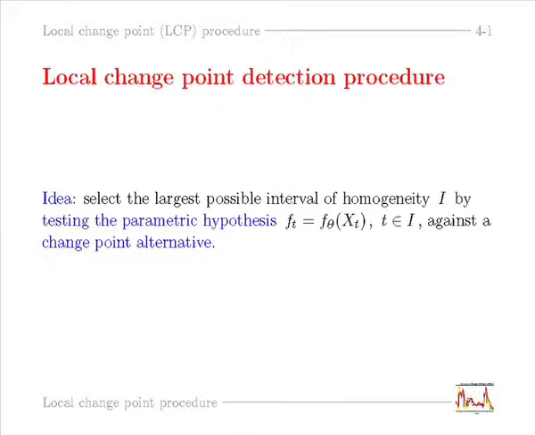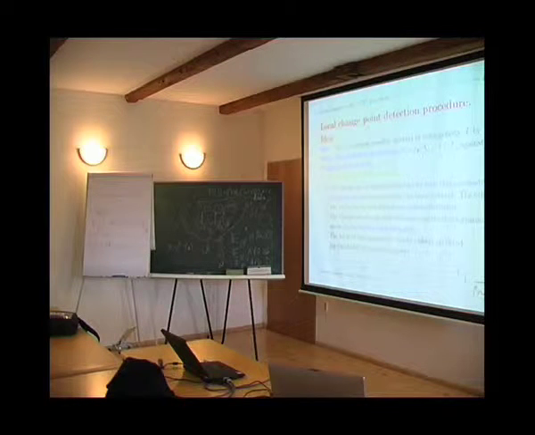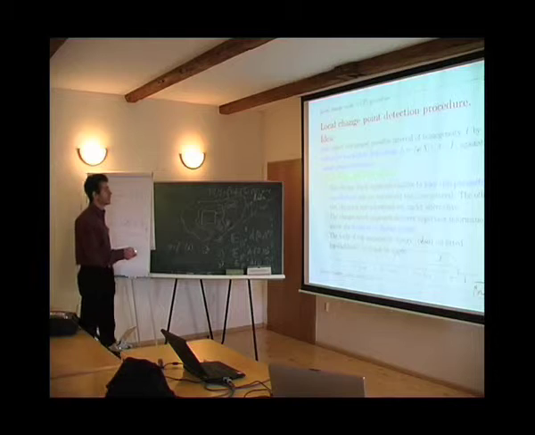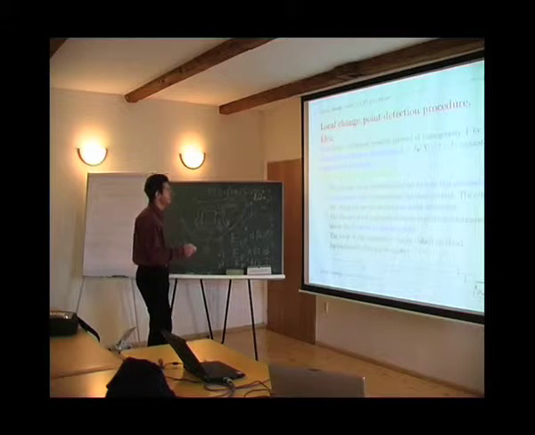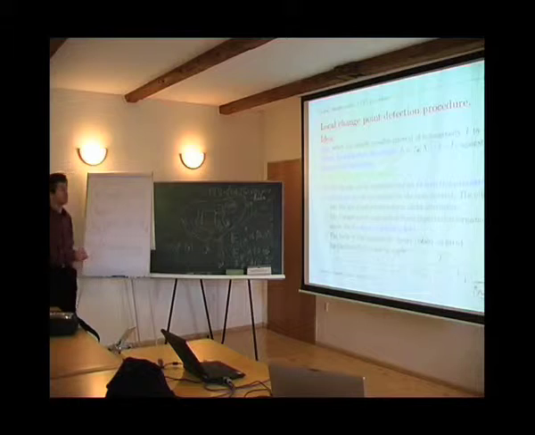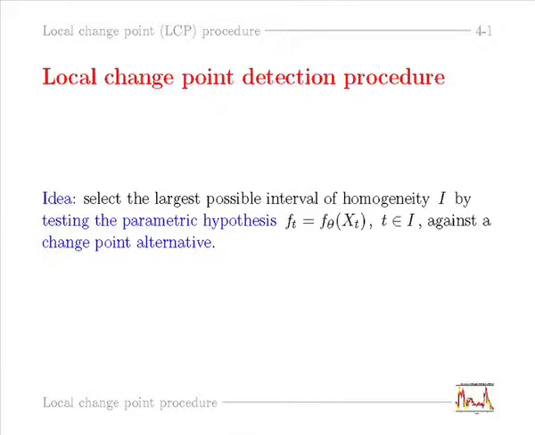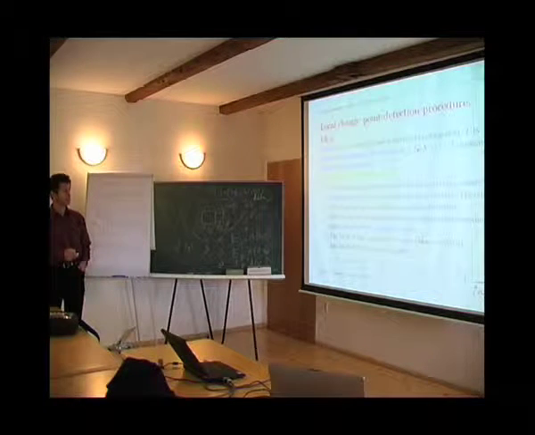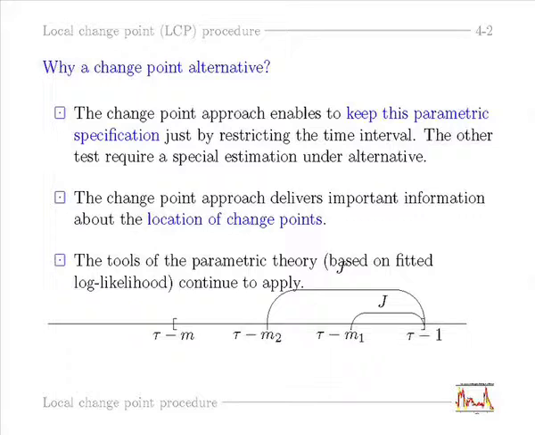I just want to say a few words about why a local change point, and it is written here. So the idea is to select the largest interval of homogeneity by testing the parametric hypothesis. This idea is exactly as before, as for local model selection. But now we use another way of testing, which tests against a change point alternative, and you can ask why against a change point. Why do you do such a kind of test? And here there are good reasons for this.